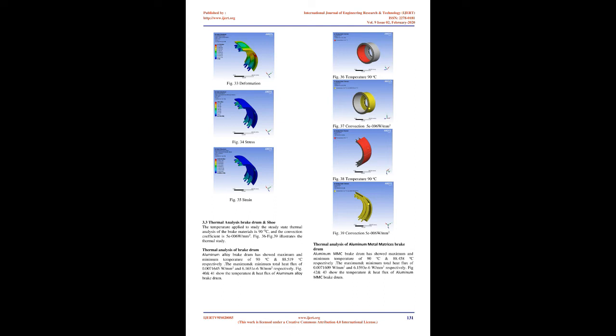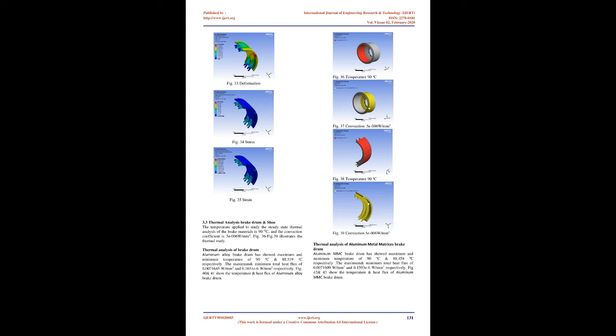Structural analysis of metal matrix composite brake drum. Metal matrix composite brake drum has shown maximum total deformation of 0.044231 mm, maximum and minimum equivalent von Mises stress of 18.64 and 0.087663 MPa respectively, and maximum and minimum equivalent elastic strain of 0.00019021 mm/mm and 1.0611 mm/mm respectively. Fig 17, 18 and 19 show the deformation, stress and strain of metal matrix composite brake drum.